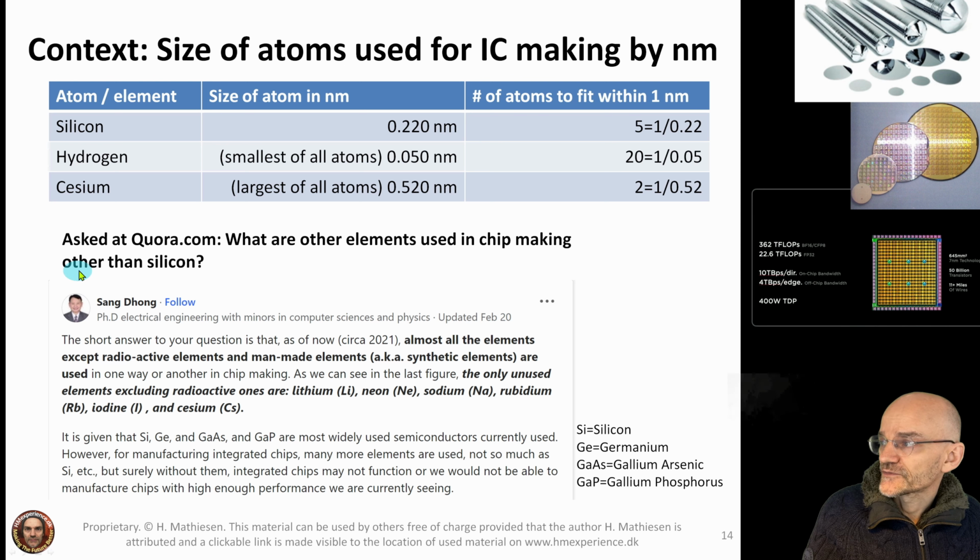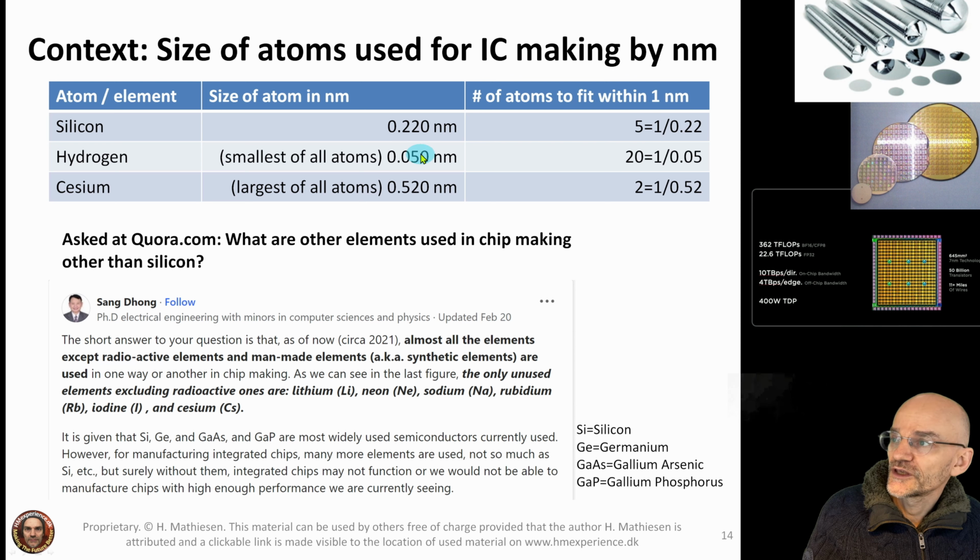And then I found here at Quora.com a guy with a PhD, he seems like he knows what he's talking about, saying that actually all the elements that exist are used to make integrated circuits, apart from all the radioactive elements, that would be plutonium and uranium. And then he lists a few here: lithium, neon, sodium, rubidium, iodine, and cesium. That was actually that one up there. They are not used. But everything else apparently is used to make these integrated circuits.